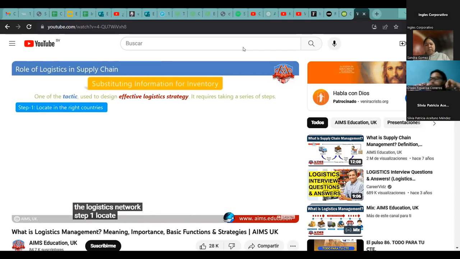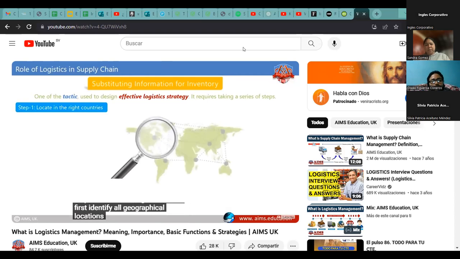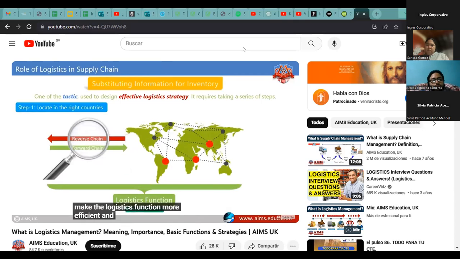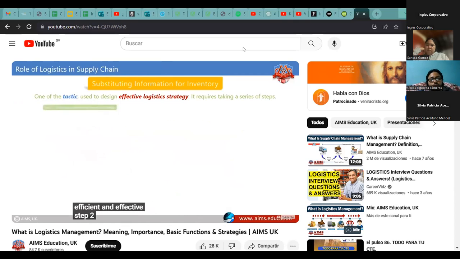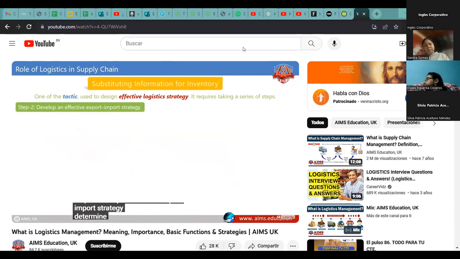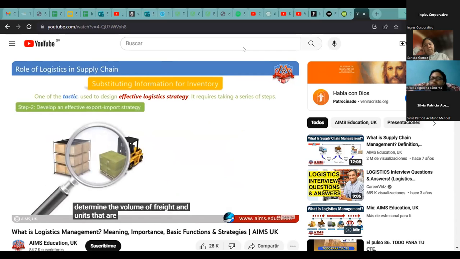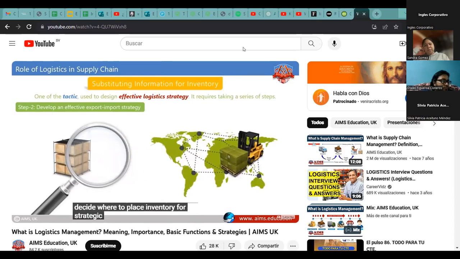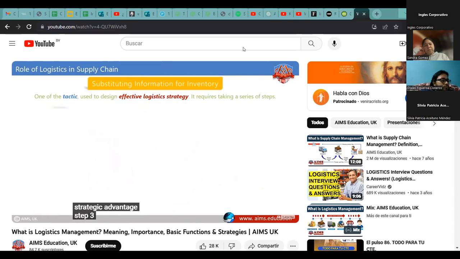Step 1. Locate in the right countries. First, identify all geographical locations and then analyze your forward and reverse chains to see if selecting different geographic locations could make the logistics function more efficient and effective. Step 2. Develop an effective export-import strategy. Determine the volume of freight and units that are imports and exports, and decide where to place inventory for strategic advantage.